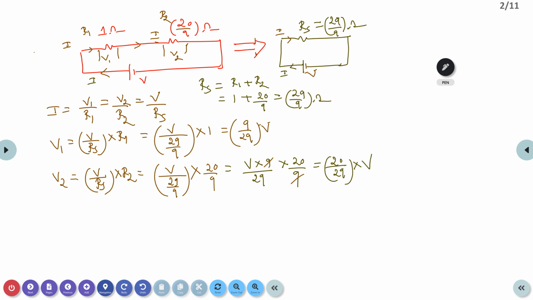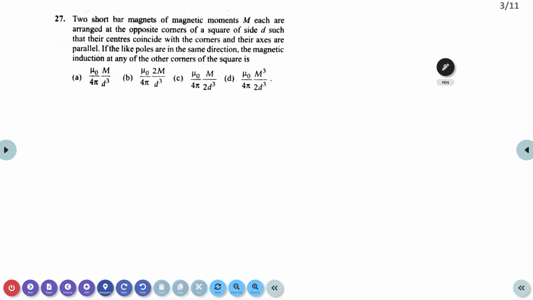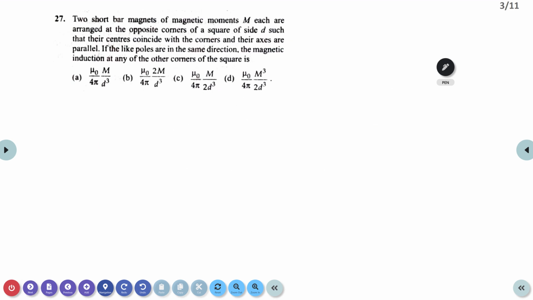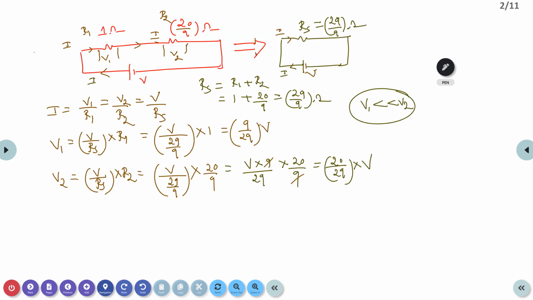Okay. V1 is known, V2 is known. Here we can draw the conclusion: V1 is 9 by 29 of V, which is much less than V2. V2 is more, so power generation is also more. Okay. Next, now power for the previous one.